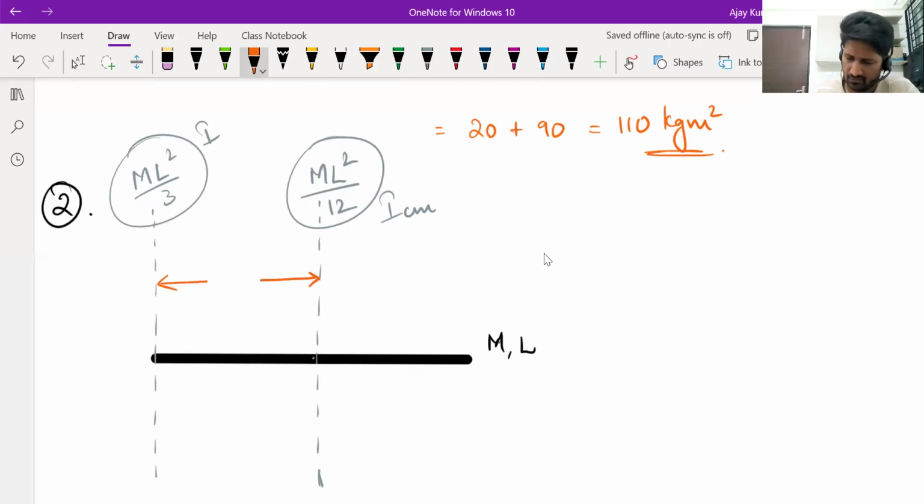Okay, fine, I don't have to ask you. This is half the length of the rod, so L by 2. You know, the center of mass of a rod is its midpoint. So we want to check whether I is ICM plus MD square or not.